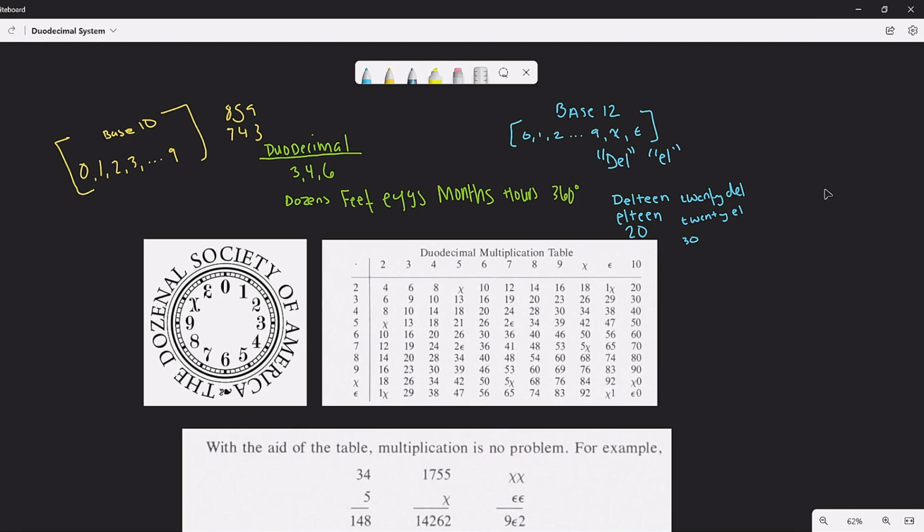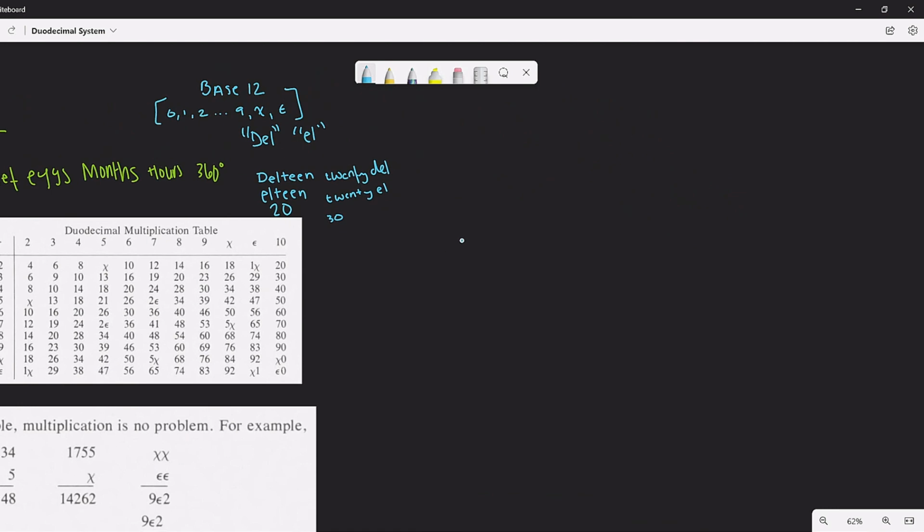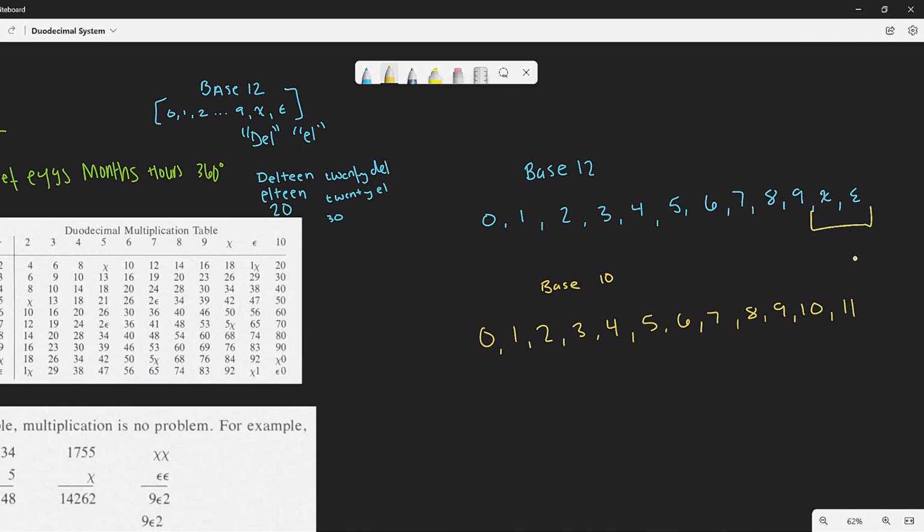To make it more clear, I'll write out base 12 and base 10. So in base 12, el is equal to 11. Del is equal to 10. And so deltine. And so yeah, this is a better breakdown of what it would look like.